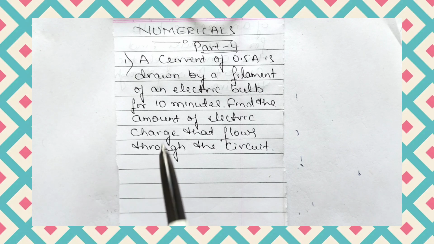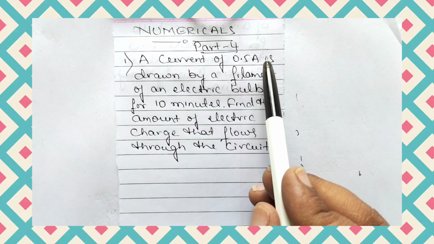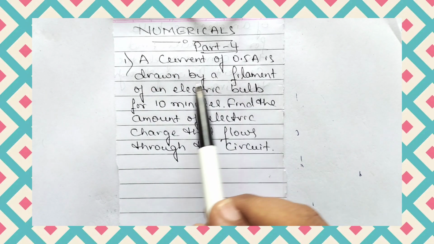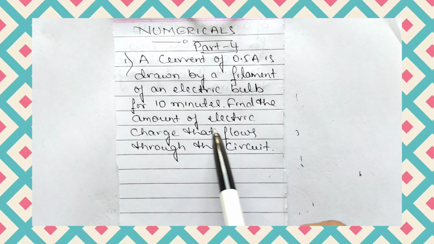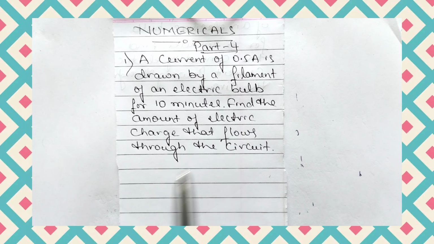So now the first question is, a current of 0.5 ampere is drawn by a filament of an electric bulb for 10 minutes. Find the amount of electric charge that flows through the circuit.